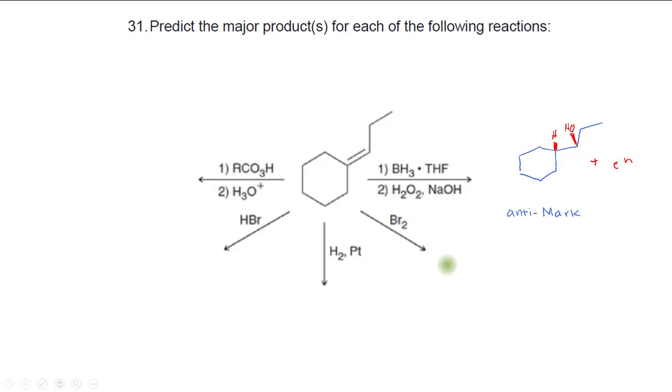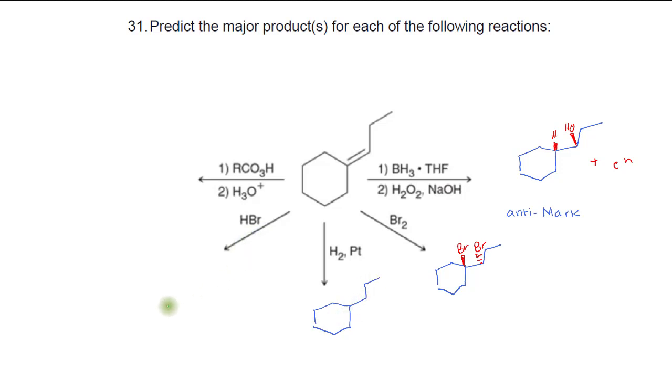For Br2, we're going to get an anti-addition. So you get the anti. H2 platinum is still going to reduce.